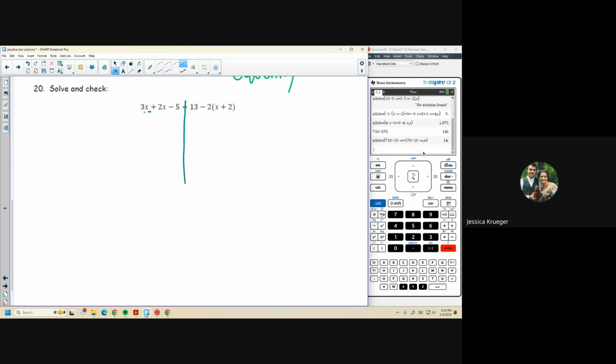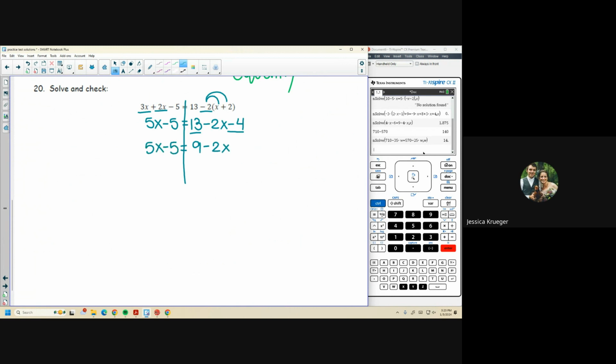On the left side, I notice I've got a 3x plus a 2x, so I can combine those. And then on the right side, I notice there's some parentheses, which means I've got to distribute. I am going to distribute the entire -2. So this becomes minus 2x minus 4. Now on this right side, I've got like terms I can combine again. So 13 minus 4 is 9. So this becomes 9 minus 2x equals 5x minus 5.